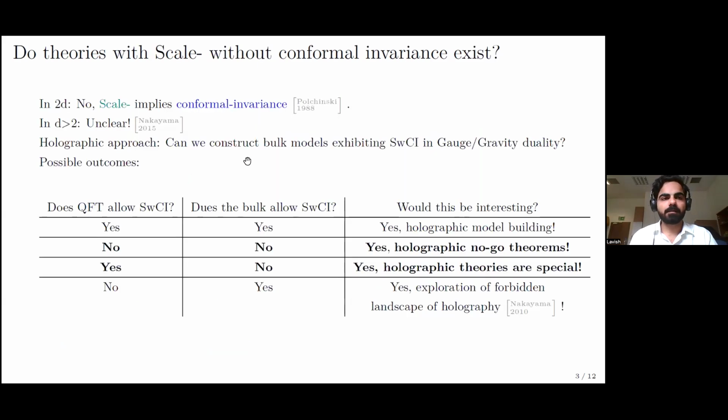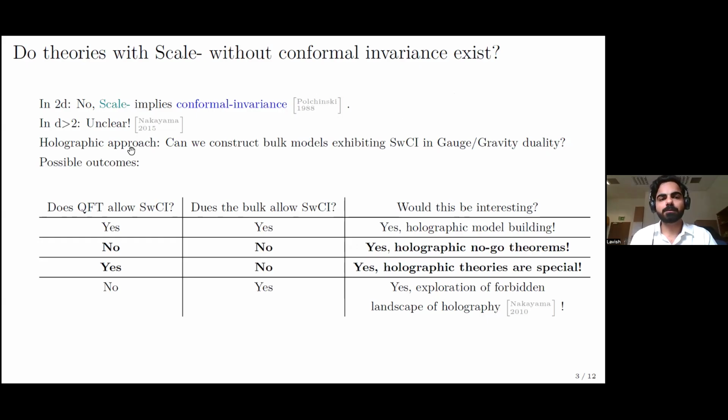So this leads us to ask the question: do theories with scale without conformal invariance exist? From a quantum field theory perspective, the answer for 2 dimensions is no. That means scale invariance implies conformal invariance in 2 dimensions. But for higher dimensions, largely the situation is unclear.